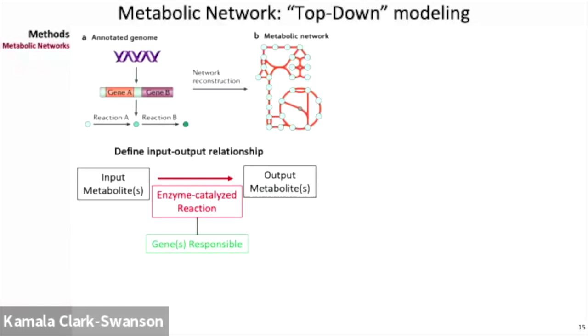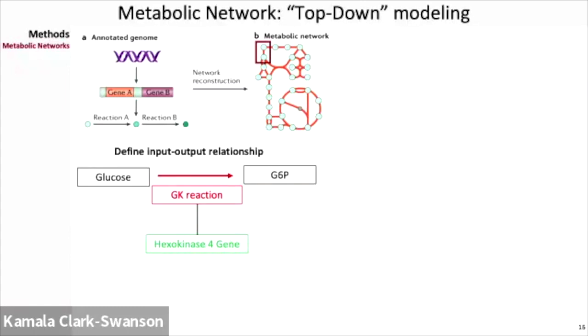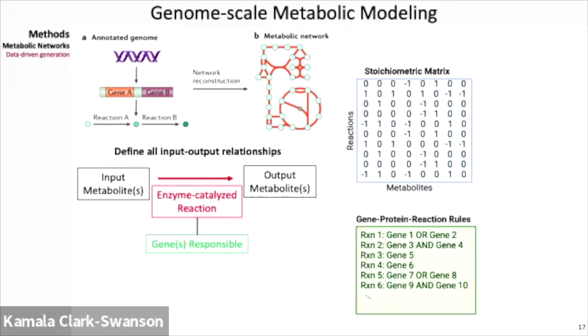And so you take an input metabolite converted by an enzyme-catalyzed reaction to an output metabolite, and an additional little bit of information is what genes are responsible for carrying out that metabolic reaction. For our previous example, glucose is converted to G6P through the glucokinase reaction, which is linked to the hexokinase 4 gene. And you can use these for all known metabolic reactions, and therefore represent metabolism as a series of linear equations.